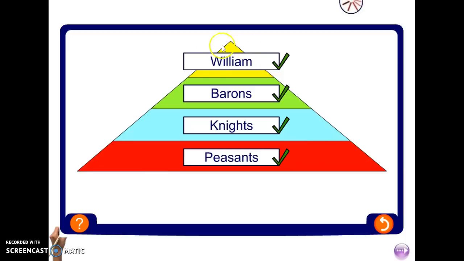Well done. So we have the king at the top. We have the barons, who again are those nobles. Priests would be in that category. Underneath that, we have the soldiers, and then we have the peasants.